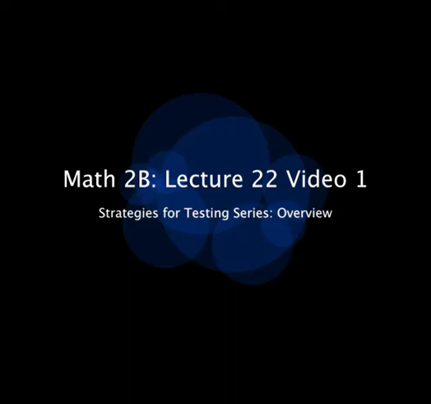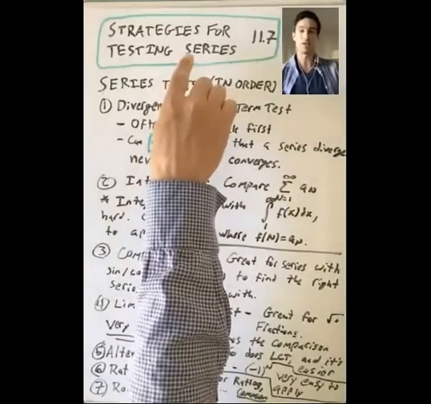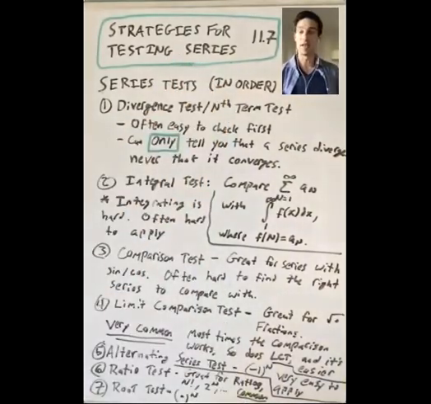It's KDA. The goal for this set of videos is to cover this review section about strategies for testing series, section 11.7 in Stewart's book. Stewart has this advice around the idea of you're presented with a series. How do you know whether or not it converges?